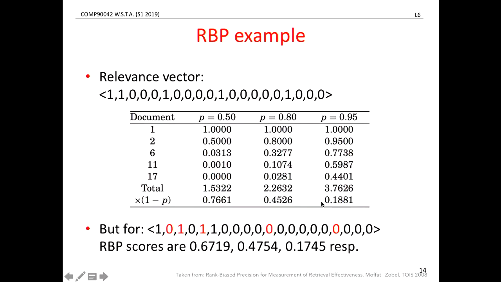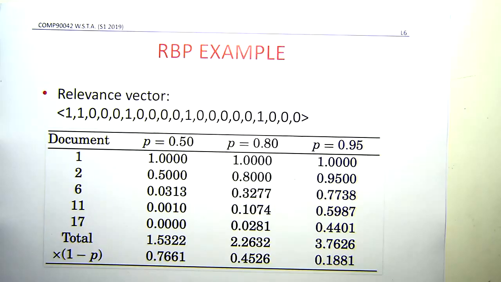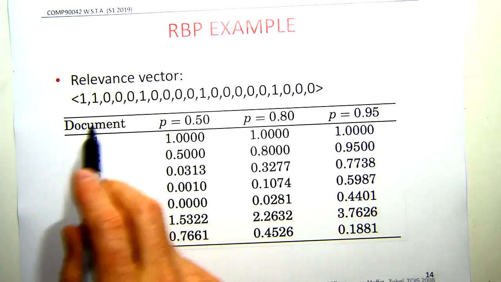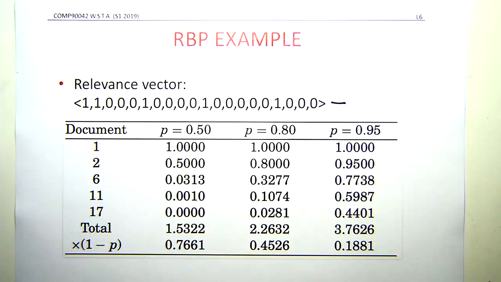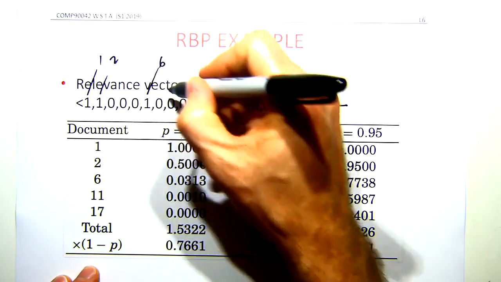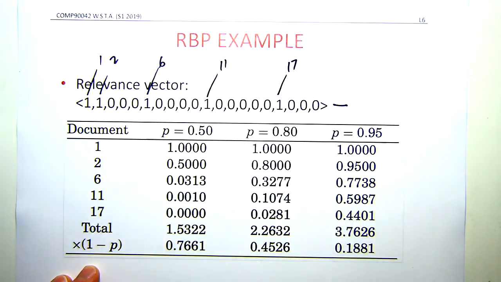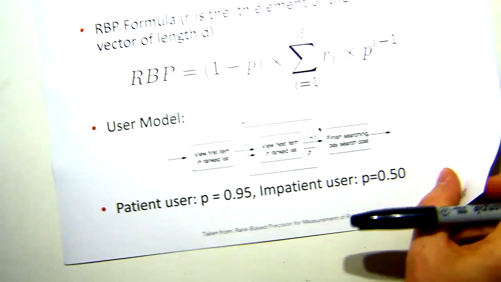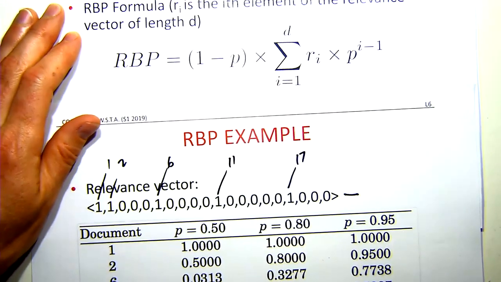Okay, and the way we calculate this is as follows. This is an example relevance vector here. We have this ranked list. You notice here that the first document is relevant, the second document is relevant, the 6th document is relevant, the 11th document is relevant, and the 17th document is relevant. I'm just indexing where the ones are in this list. So we're calculating the formula shown above.